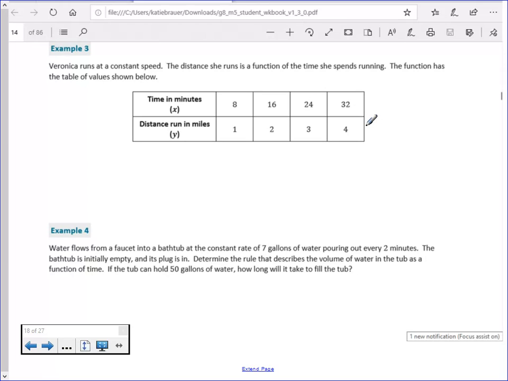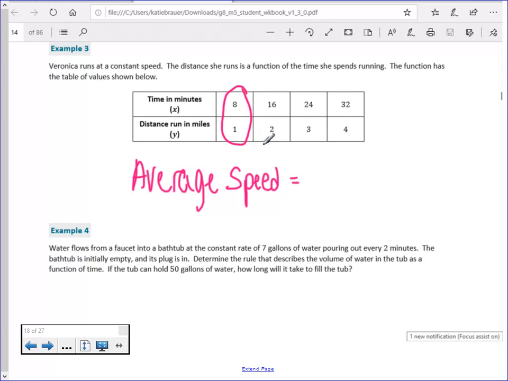Since Veronica runs at a constant speed, we know that her average speed is going to be the same the entire time. And if you wanted to figure out her average speed, you would take the distance divided by the time. So we just need to look at one of the points right now. Her distance was 1 mile. The time was 8 minutes. So she runs 1/8 of a mile every minute is what that means.